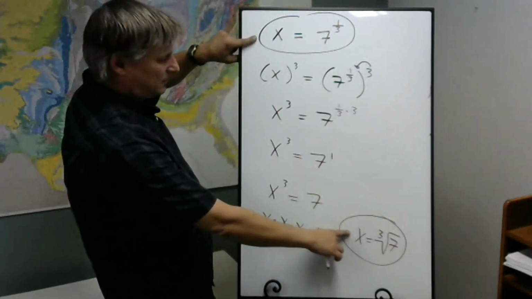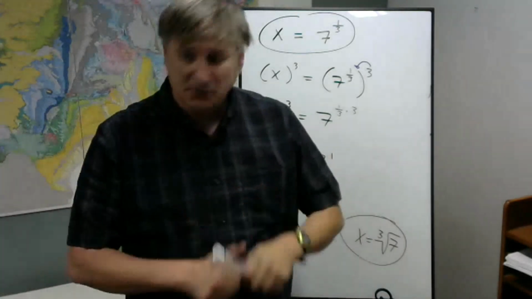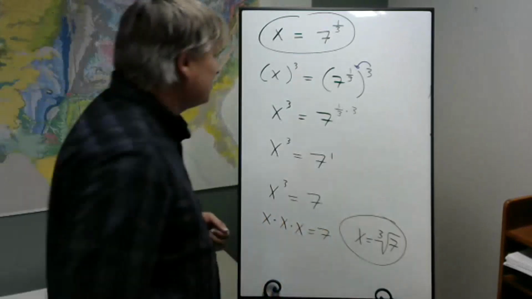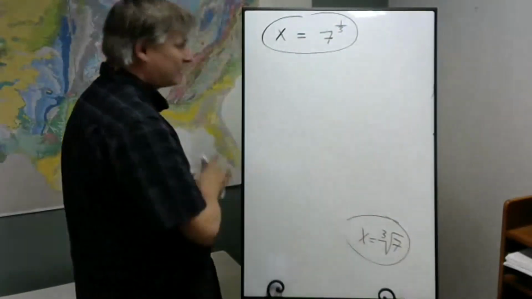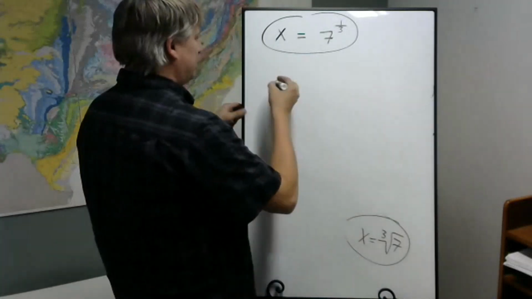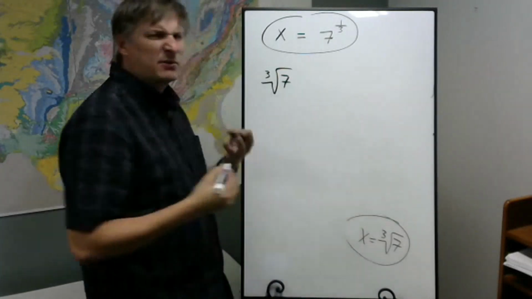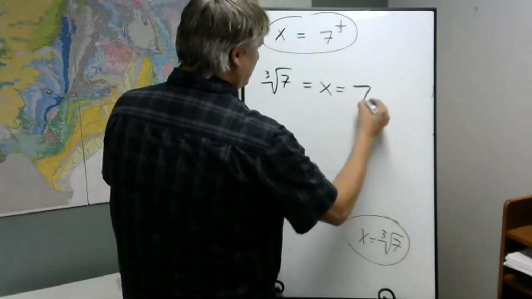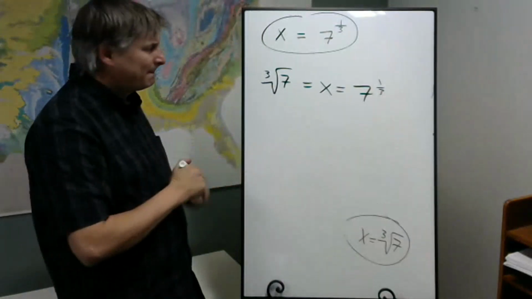x and x. Well, x seems to be equal to 2 different things, but it isn't. What this is actually saying is that the cube root of 7, whatever number that is, is equal to this, 7 to the 1/3.